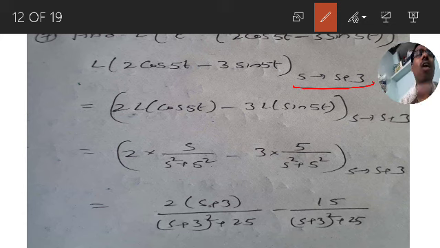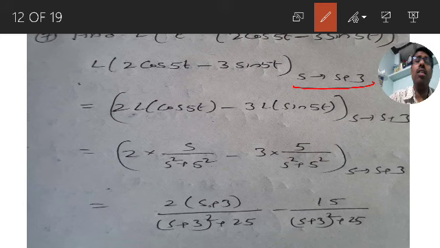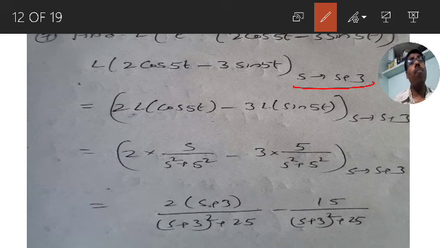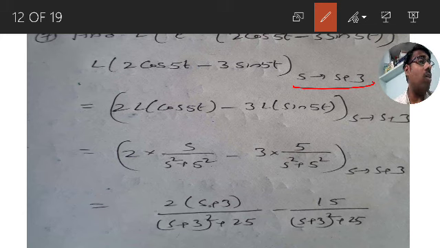That is L of 2 cos πt minus 3 sin πt, replace s by s plus 3. This is our first step. Now you can apply the linearity property. What does the linearity property say? If a function is multiplied by a constant, that constant can be taken outside.